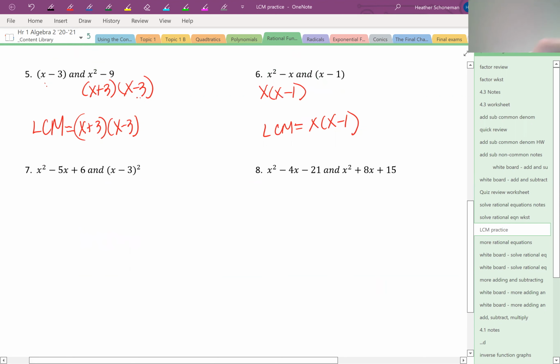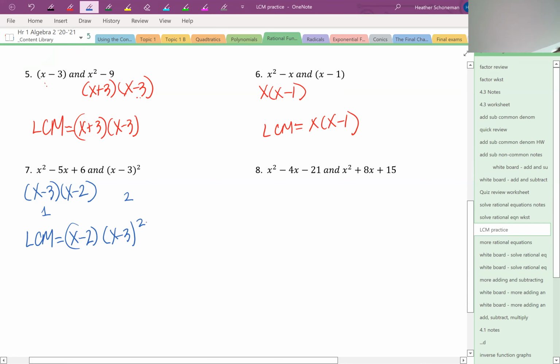Everything is represented. On number 7, I have some more factoring. To factor the first one, this is going to factor to x minus 3, x minus 2. When I write my least common multiple, I have my x minus 2. That part is easy. This one has 1 x minus 3, and this one has 2. 2 is more than 1, so I'm going to take x minus 3 squared.